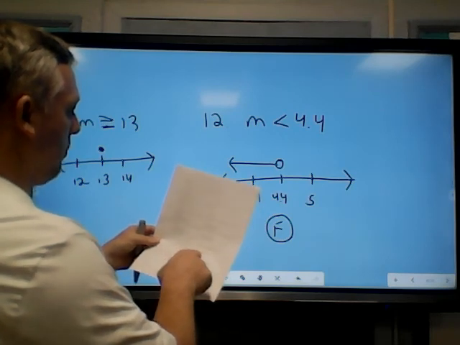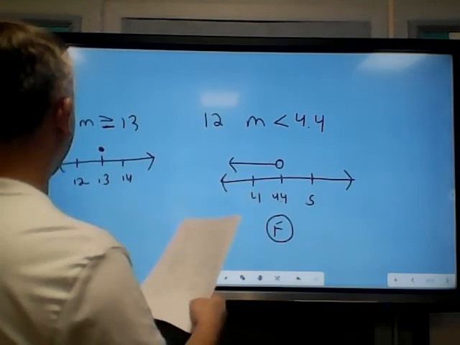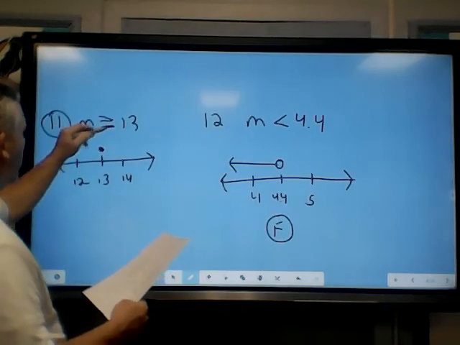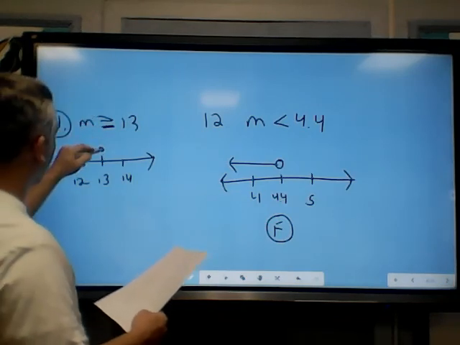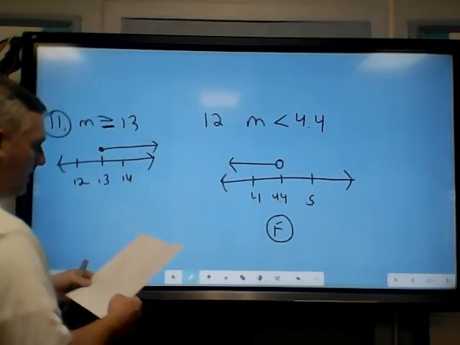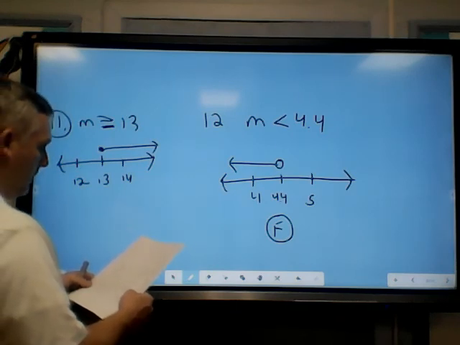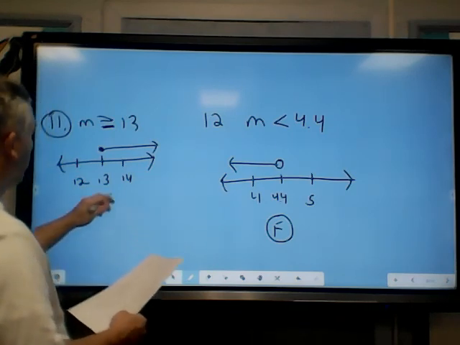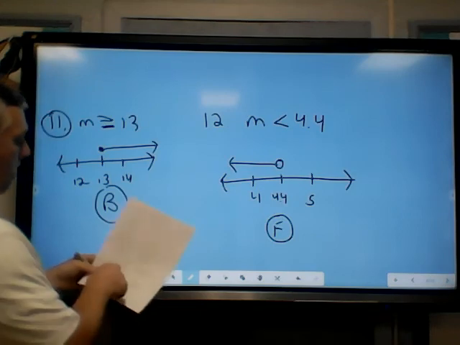A and D are open circles on 13. So you can eliminate A and D because it has to be closed because there's a line under it. Now this says greater than. Greater than is going this direction to the right, the positive direction. So if it's greater than, B is the only answer that makes sense for the graph.